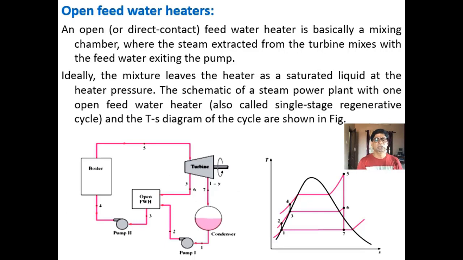Now coming to the open feed water heaters, you can see the schematic diagram as well as the T-S diagram. An open or direct contact feed water heater is basically a mixing chamber where the steam extracted from the turbine mixes with the feed water exiting the pump. Pump, in the sense, is actually supplying this water from the condenser.